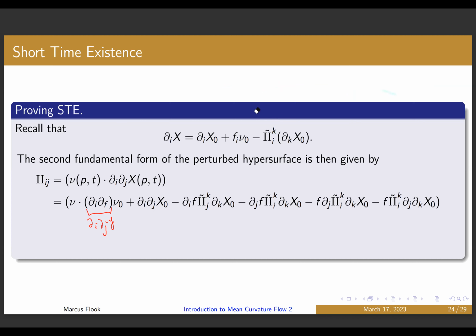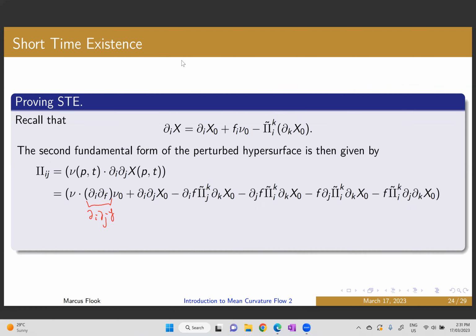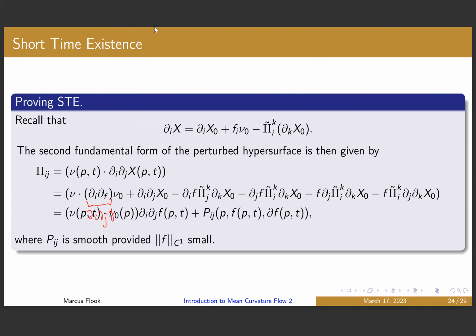So I'll quickly get rid of that, but I'll keep this expression that we have here. It looks like it's fixed in this next step, which is nice. What we have is a component which is the normal vector at any time, dot product with the initial normal vector, times the second derivatives of f plus some nice smooth expression, provided that, again, the C1 norm of f is nicely bounded.